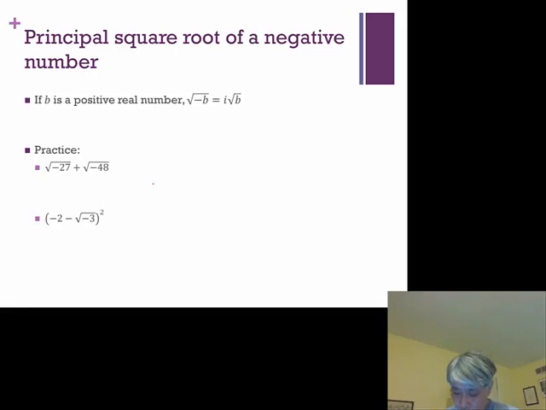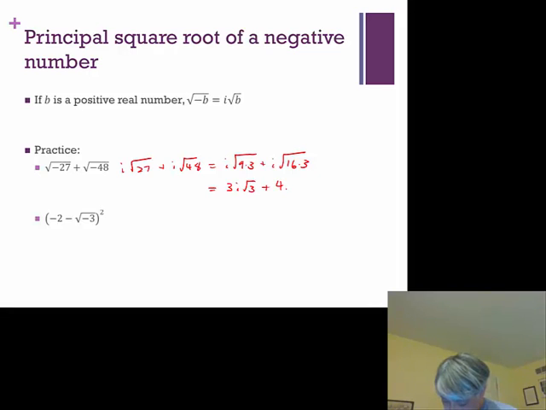So for practice, let's look at the square root of minus 27 plus the square root of minus 48. Again, we would pretty much do the same thing. The square root of minus 27 is going to be i times root 27 plus i times root 48. But 27 is actually 9 times 3, and 48 is going to be 16 times 3, or basically 3i root 3 plus 4i root 3, and adding them all together, I end up with 7i root 3.